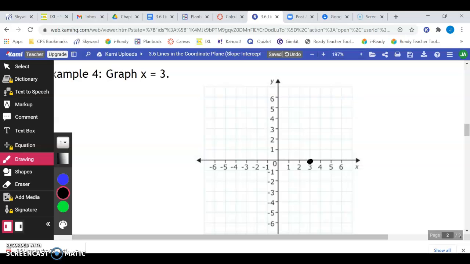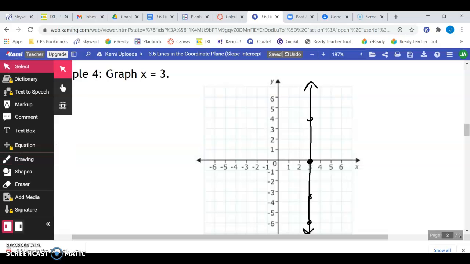And whenever x is 3, no matter what we plug in for y, we can't plug anything in for y. Y can be anything, but x is always going to be 3. So we can pick any points on here where x is 3. So we go over 3 and we can go up or down whatever we want. So whenever we have x equals a number, it's just going to be a vertical line through whatever number it says.